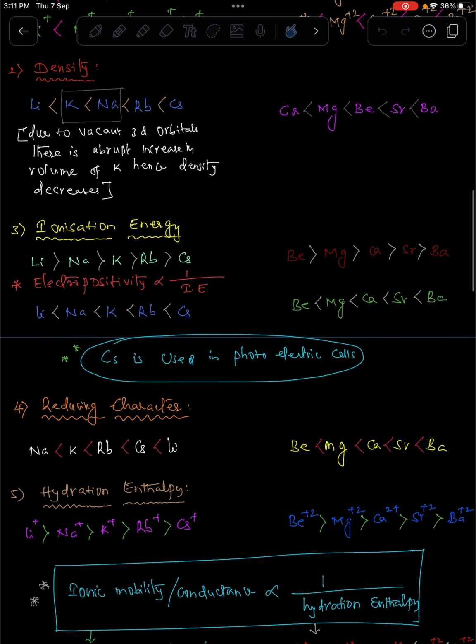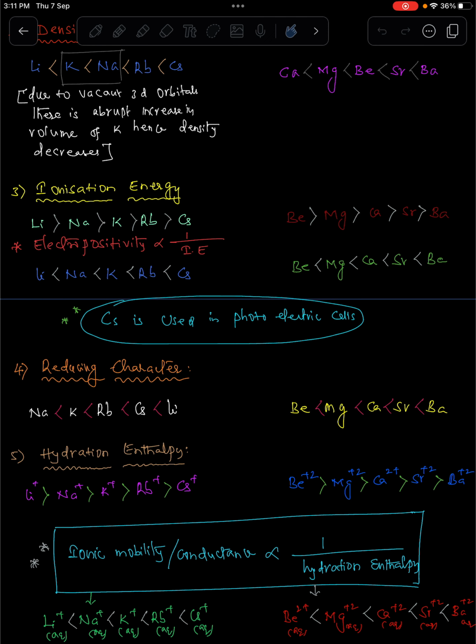Next, ionization enthalpy values. So lithium to cesium ionization potential values decrease because size of the atom increases. So electropositivity and ionization enthalpy both are inversely proportional in relation, right? So if you see here, lithium to cesium ionization potential values generally decrease. So ionization potential values decrease, electropositive character increases. Coming to the 2A group elements, beryllium to barium ionization enthalpy values decreasing. Highest is beryllium in second group elements, and lithium has highest in the 1A group elements.